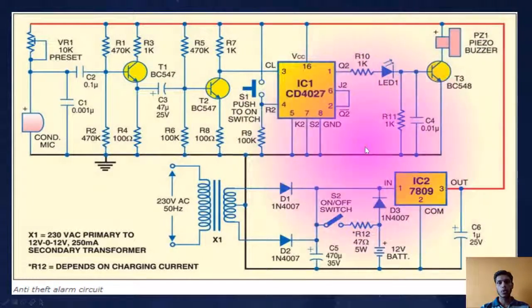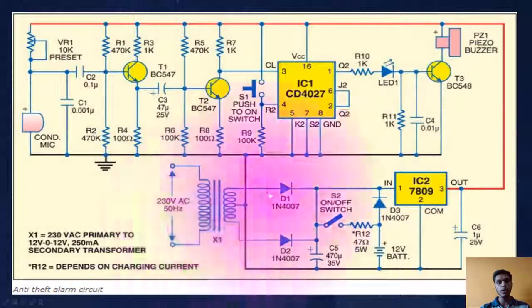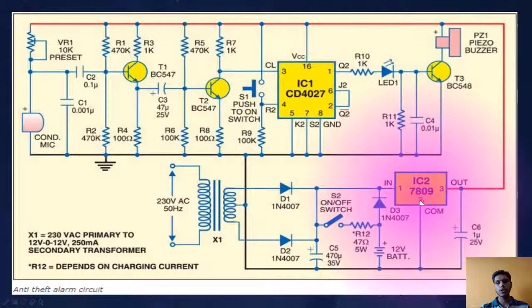Now the whole circuit is fed with the power supply. This is the whole power supply. In the power supply, this is the transformer. This transformer converts the AC signal coming in into a DC signal, and this IC, that is 7809, regulates the voltage to 9 volts. So whatever the input voltage, it would be converted to 9 volt DC, and it would be supplied to this circuit.